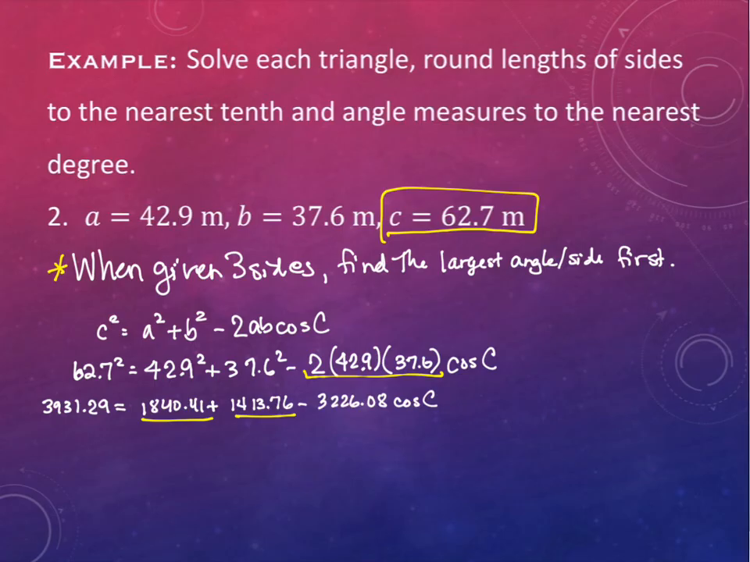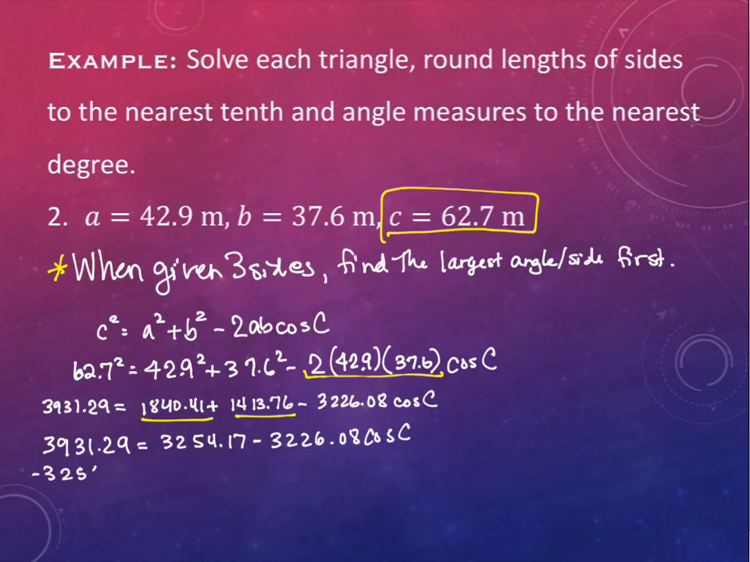So we're going to add our 1840.41 and 1413.76. I have 3254.17. And then I will subtract, as you guys said, 3254.17 to the other side.